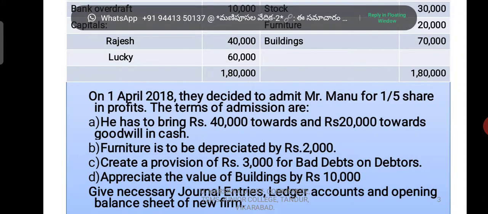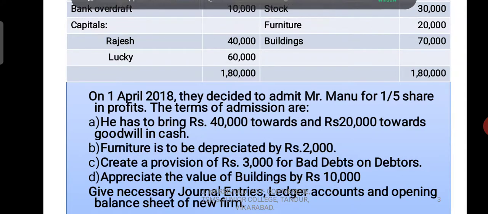Next point, create a provision of rupees 3000 for bad debts on debtors. Whenever we create a provision for bad debts, that affects debtors and decreases the total value of debtors. So it is nothing but a decrease in the value of assets.